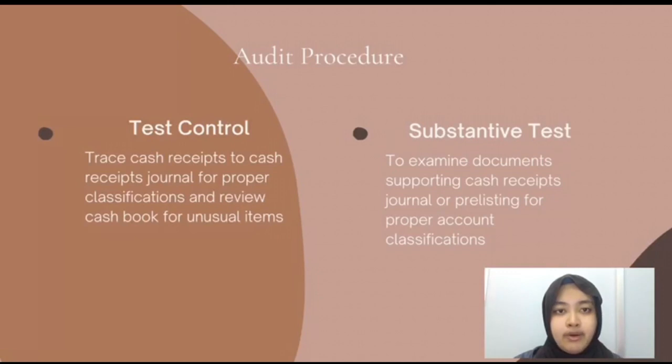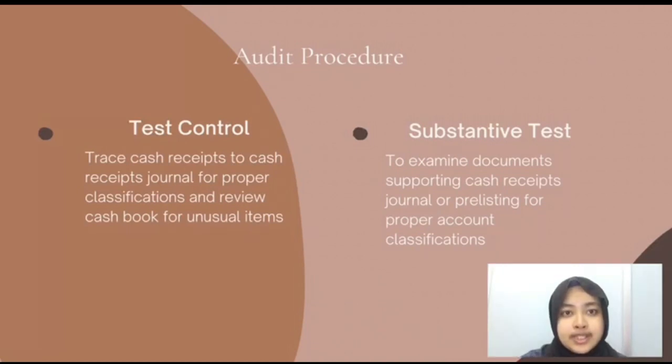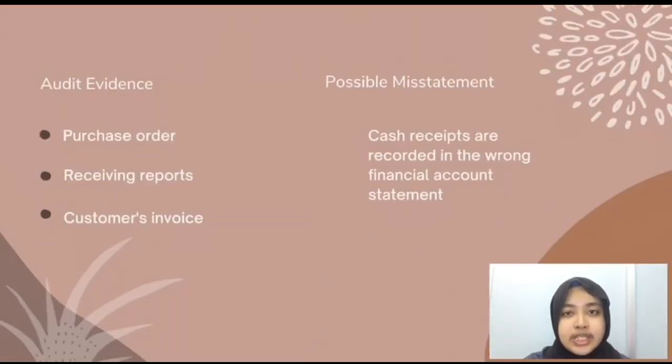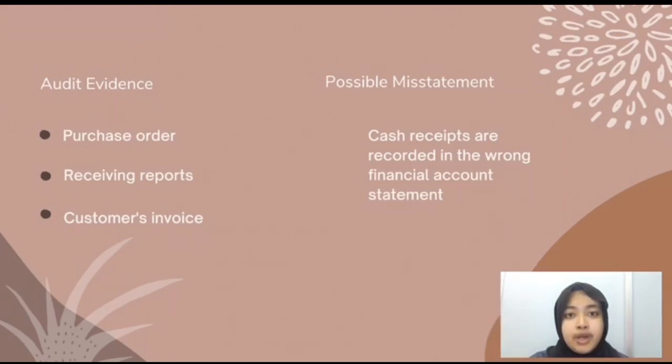The audit procedure for test of control is to trace cash receipts to the cash receipts journal for proper classifications and review the cash book for unusual items. The substantive test is to examine documents supporting the cash receipts journal or pre-listing for proper account classifications. The audit evidence is purchase order, receiving reports, and customer's invoice. A possible misstatement is that cash receipts are recorded in the wrong financial statement account.